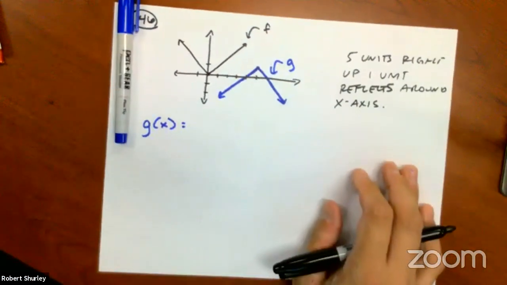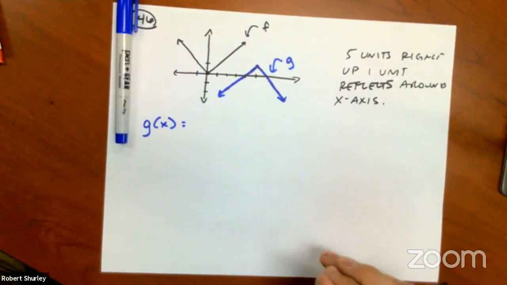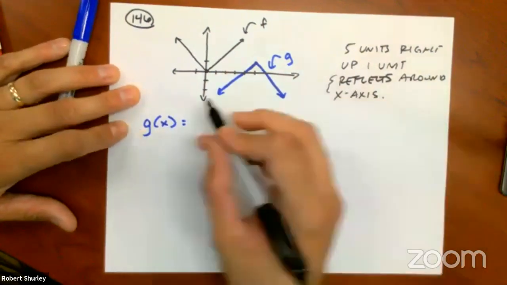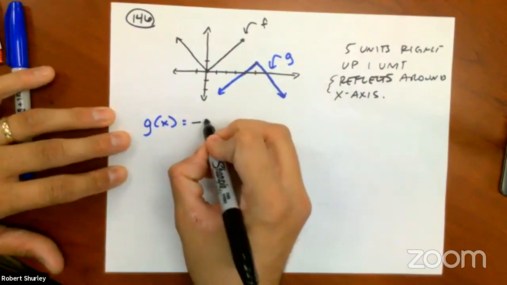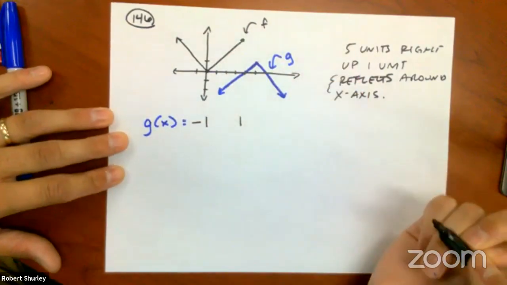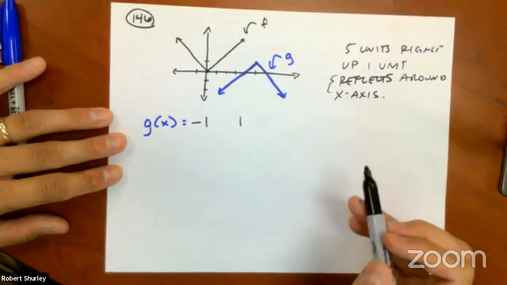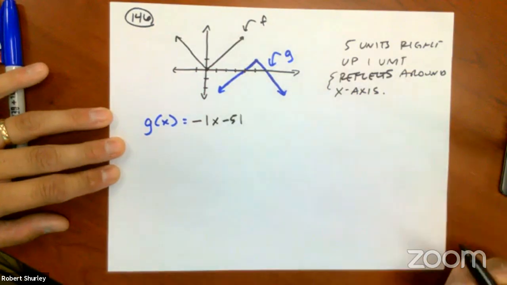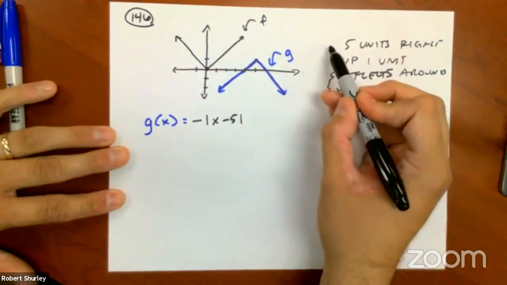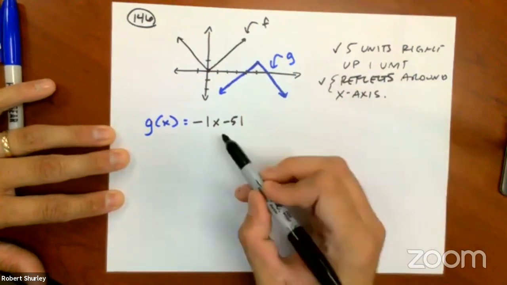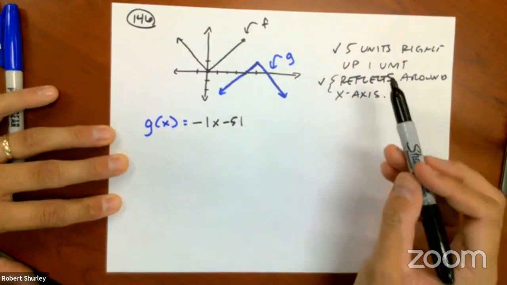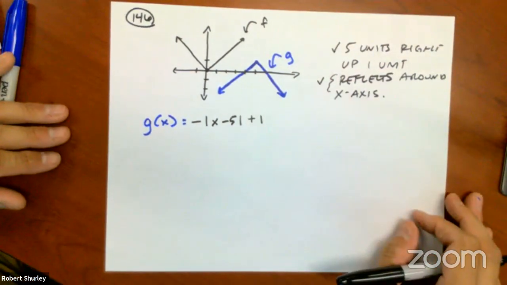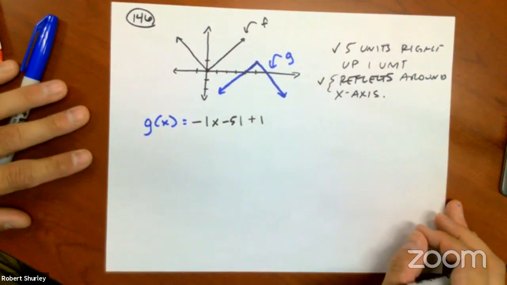Okay, so let's do that. I know if it's reflected around the x-axis, it's got to have a negative on the outside of the graph. Now this is an absolute value, so the negative's on the outside. I know it goes to the right 5 units, so it's going to be an x minus 5 on the inside. That sends me to the right 5 units. Now I've got the reflection with the minus sign here, and then I got to go up 1 unit, so I got to add the 1. Up 1 unit. Okay, make sense? Not bad. You guys get it?